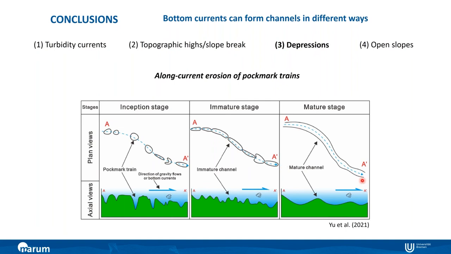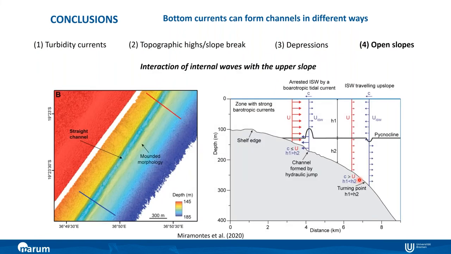And in open slopes, sometimes we find, particularly in upper slopes, channels that are very rectilinear and seem not to be related to any particular topographic element. And we suggest that they might be related to internal waves. Then how exactly this process is occurring is still not so clear.